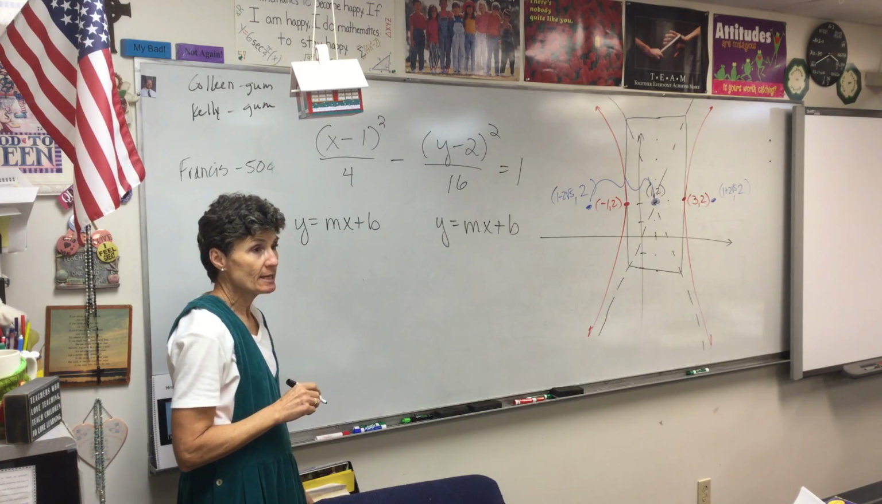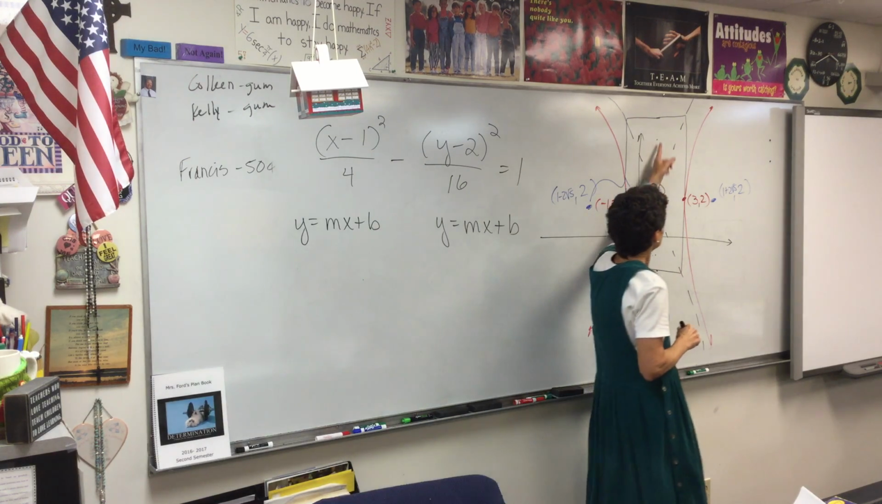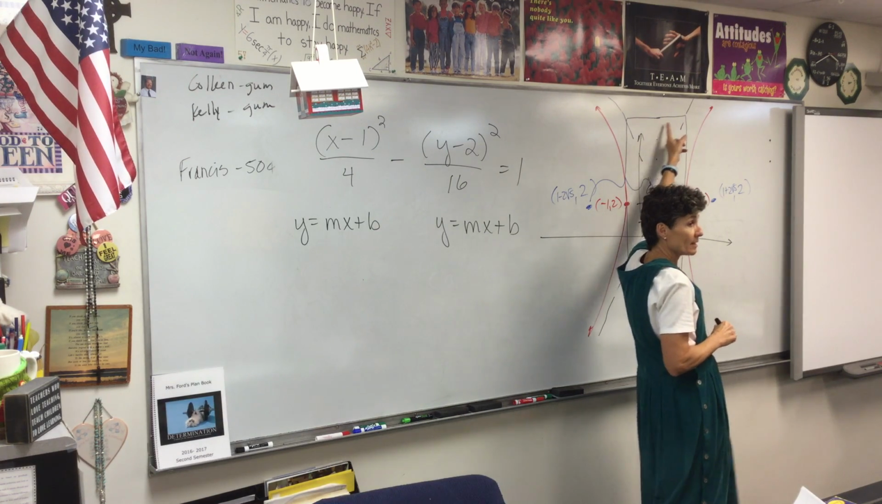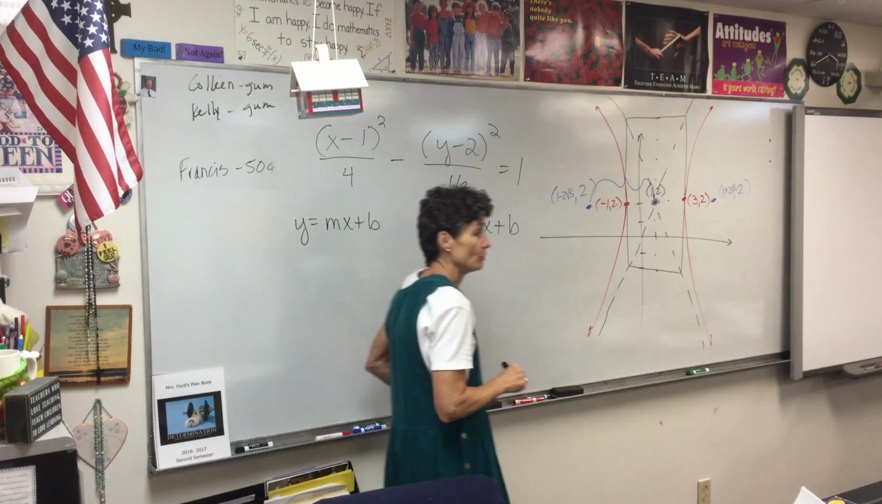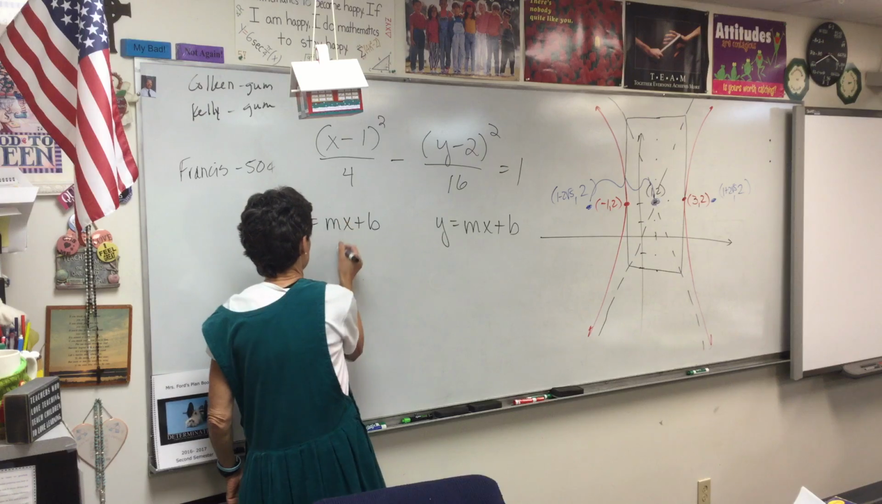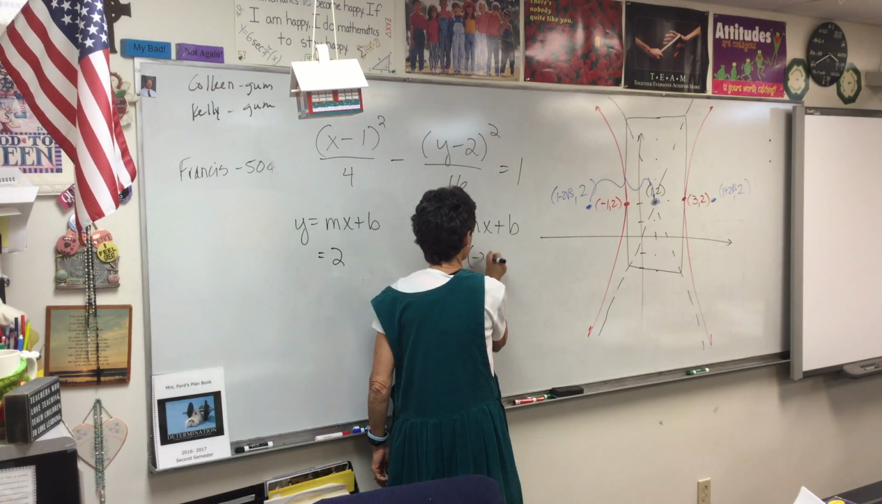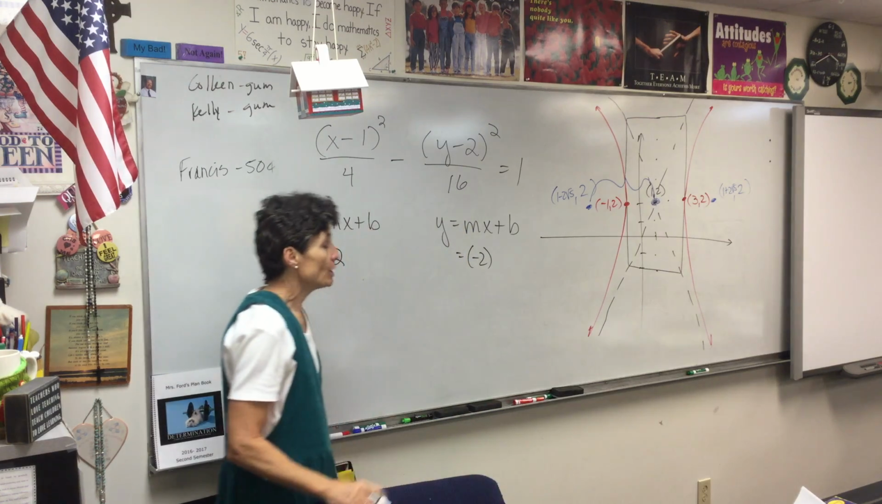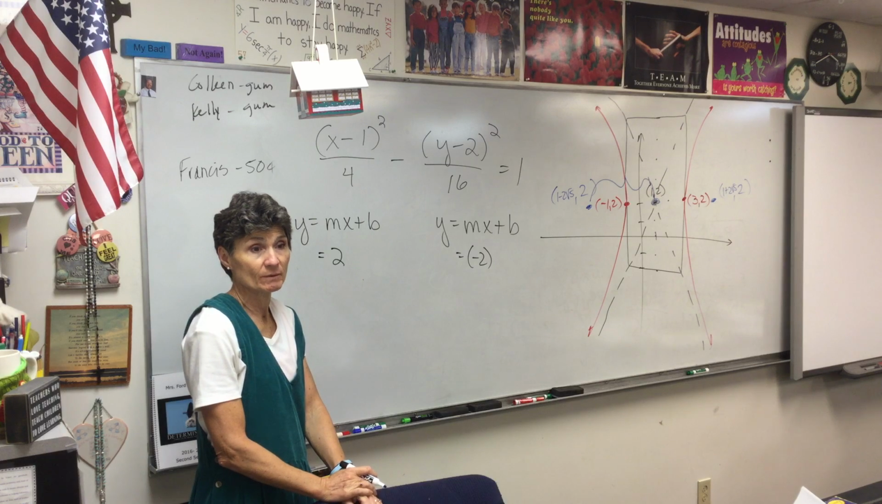So the first thing I need is my slope. I went up 4 and over 2. So my slope is 4 over 2, which is 2. So this slope is going to be 2, and this slope is going to be negative 2. Remember, they are always the same. One is positive and one is negative.